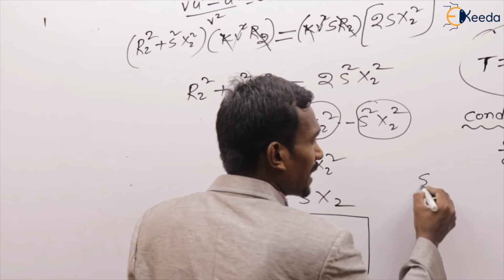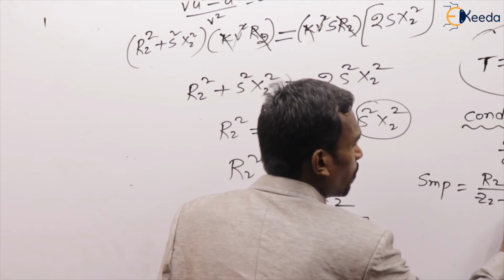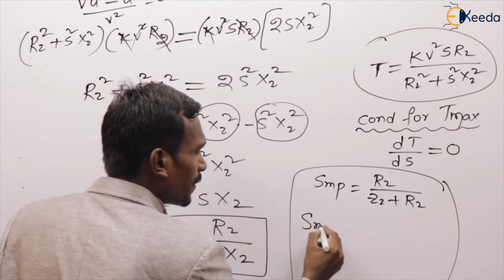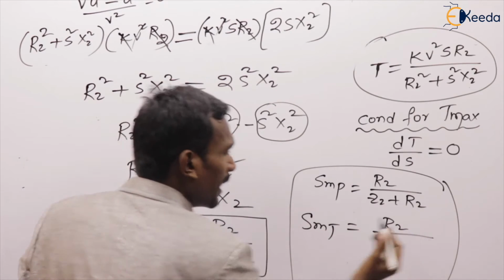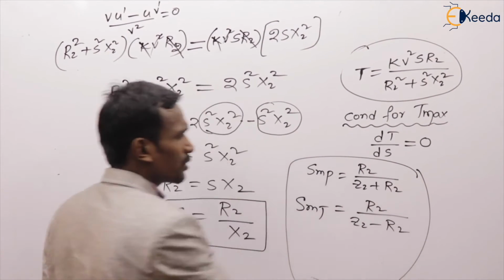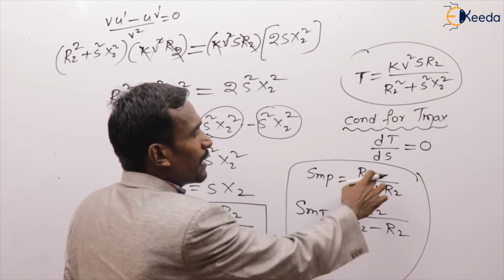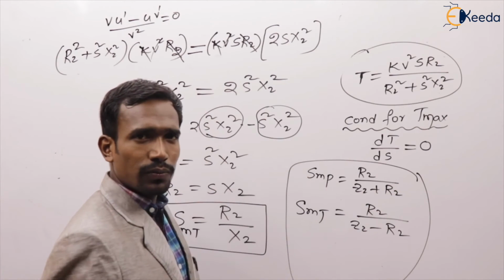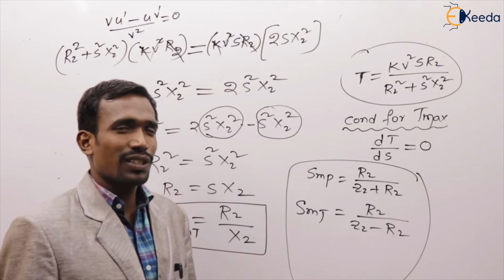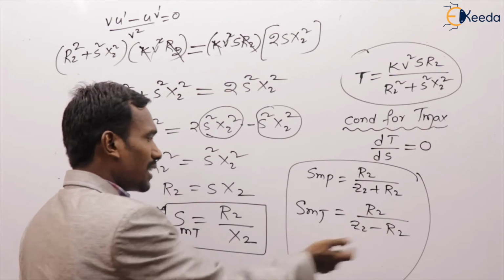You know the condition for maximum power: R2 by Z2 plus R2. What is the condition for maximum torque? R2 by X2, and X2 can be written as Z2 minus R2. For easy remembering: slip at maximum power is R2 by Z2 plus R2, slip at maximum torque is R2 by Z2 minus R2, and Z2 minus R2 is nothing but X2.